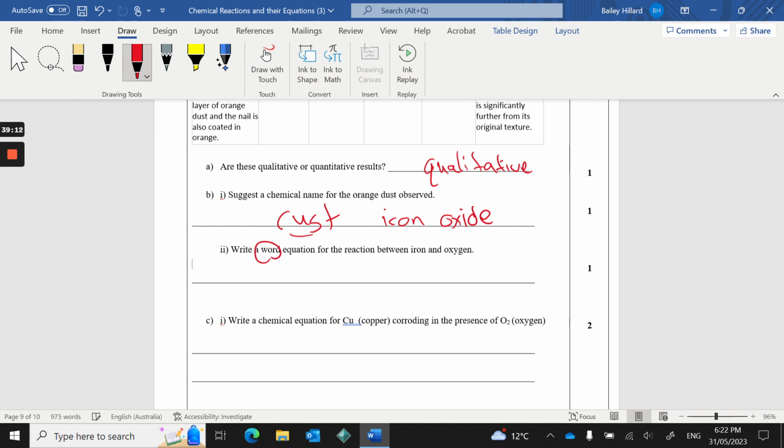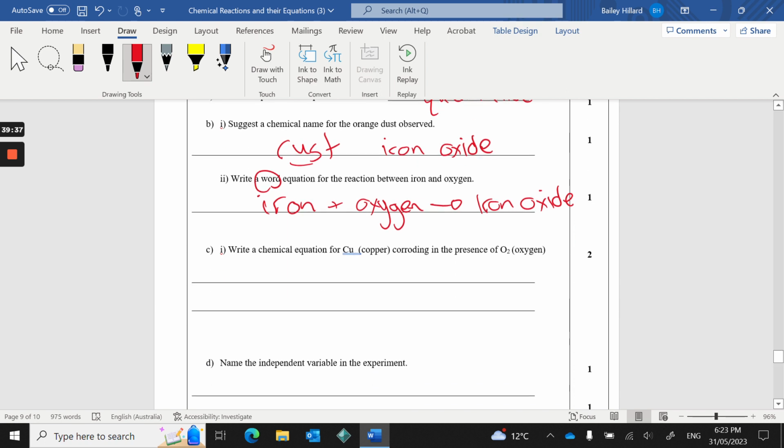All right, word equation. So iron plus oxygen goes to iron oxide. Okay, so that's all you need to do there for a word equation. So, as I do, not as I say.